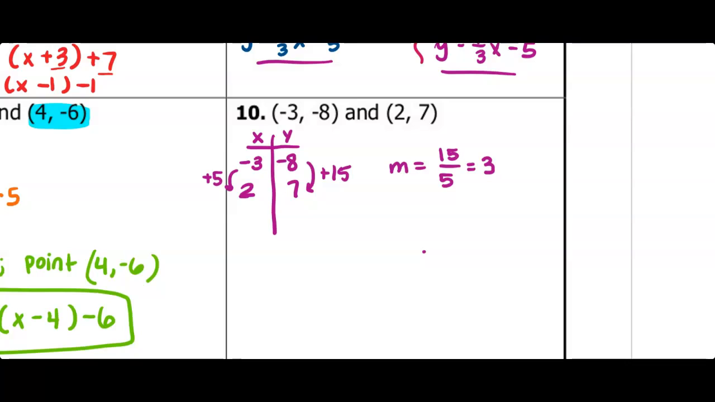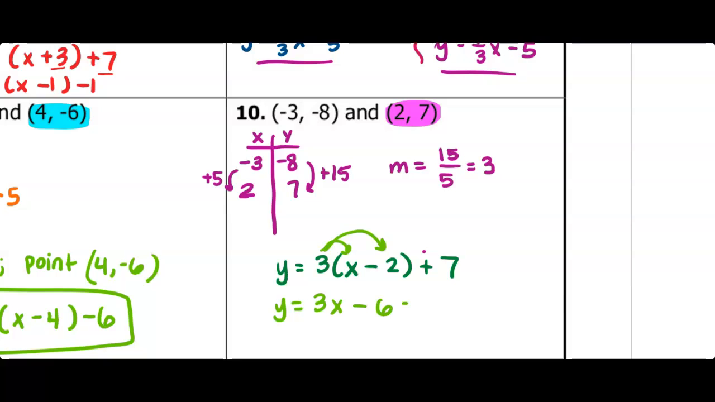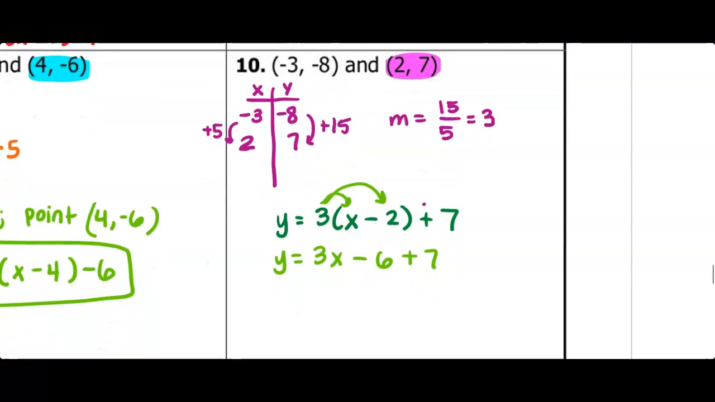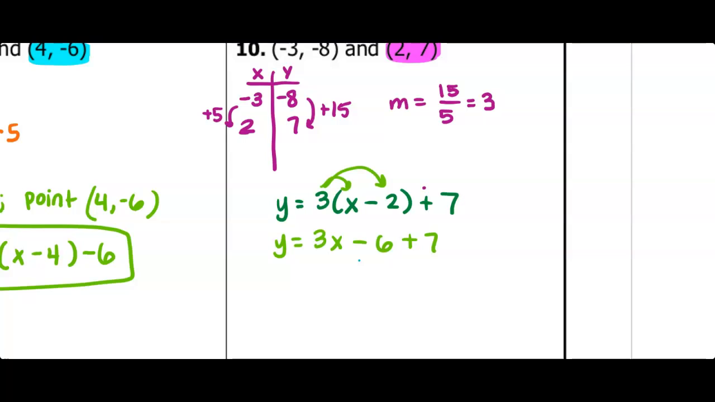So then you pick your point. Doesn't matter which point. I'm going to choose 2, 7 because it's positive. You might always try and pick positives. It does not matter. So y will equal 3 times (x - 2) plus 7. Then distribute because we're putting it in slope-intercept form. So y equals 3x minus 6 plus 7. And then lastly, combining our like terms, y will equal 3x plus 1.